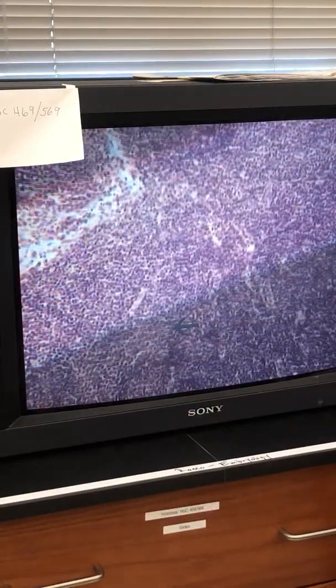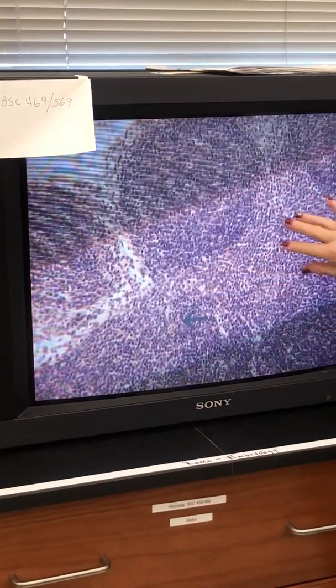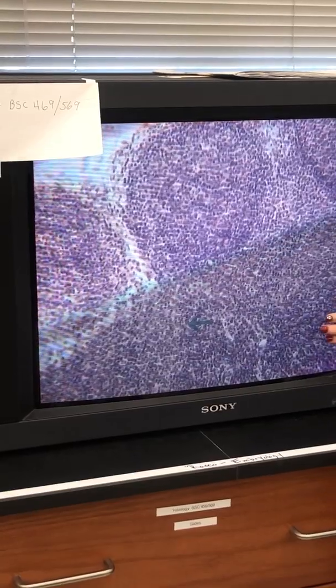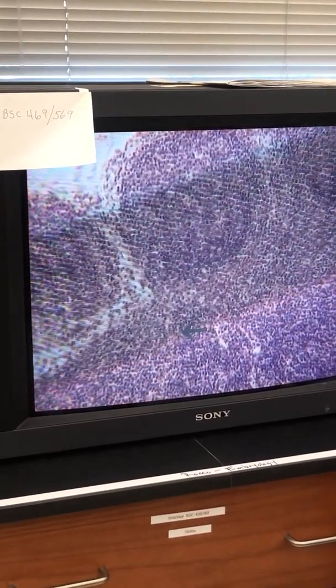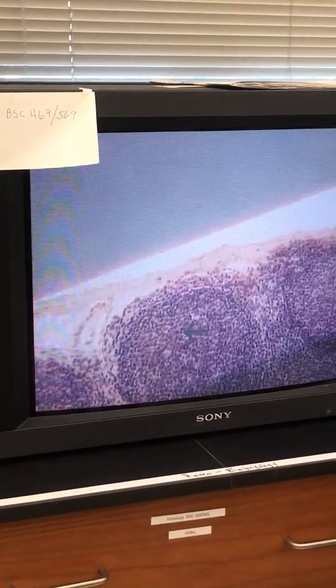Okay, so we're going to go up, and we're right here. And your question, Will, was? The paracortex. That would be just outside the actual nodule. You're not in the medulla yet, so it's just outside there.